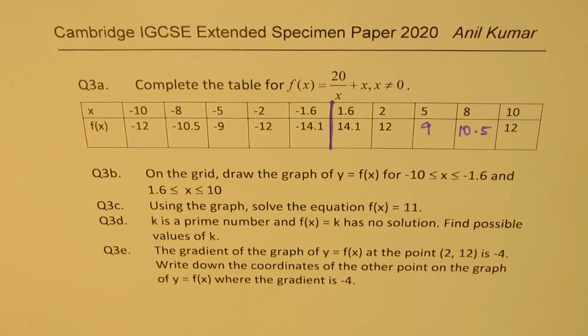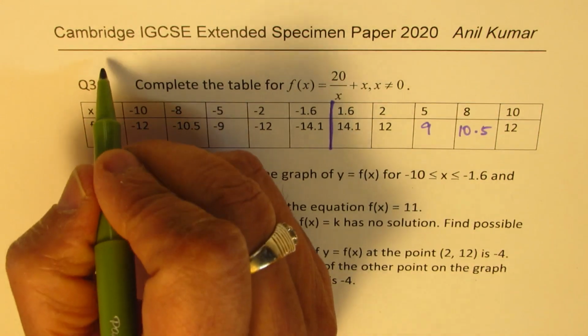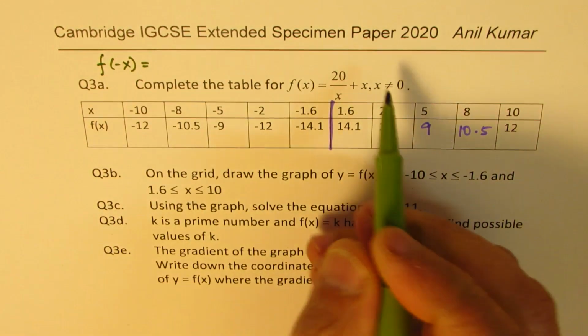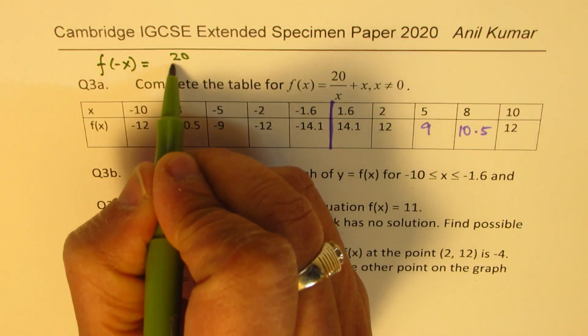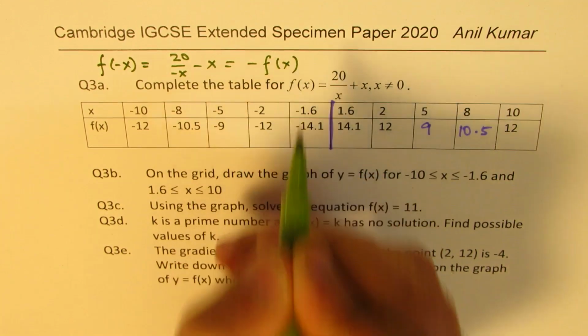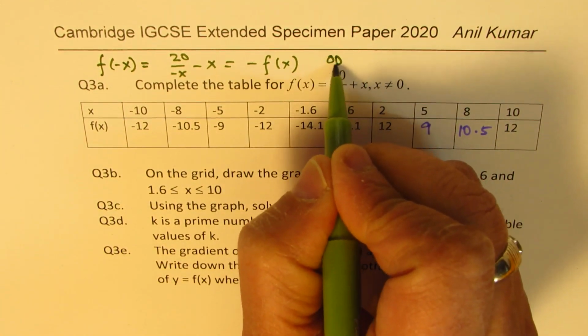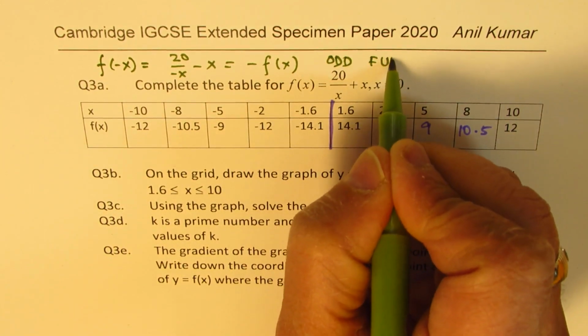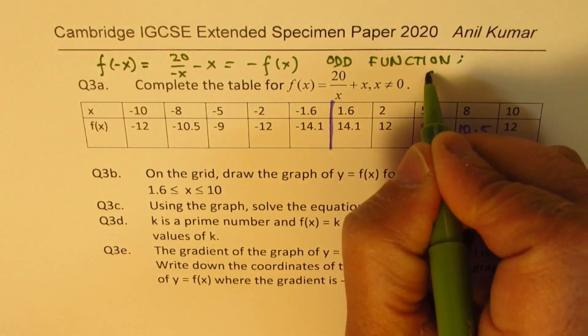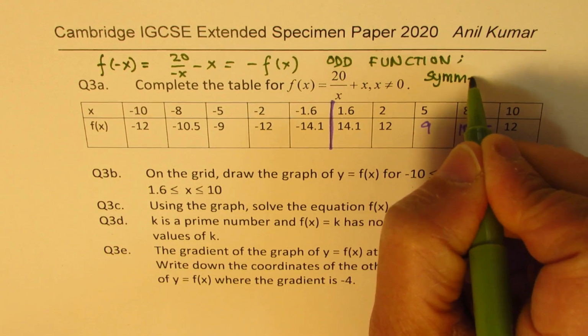Does that click something? It really means that for this function, if I do negative of x, what do I get? I get 20 over minus x, which is negative of the function itself. So this is an odd function, right? When you say an odd function, you know it is symmetric about the origin.